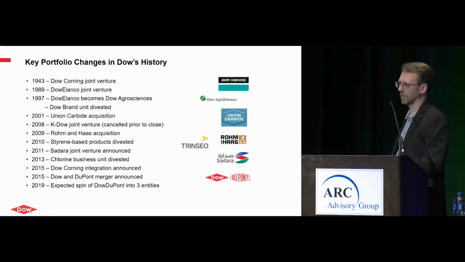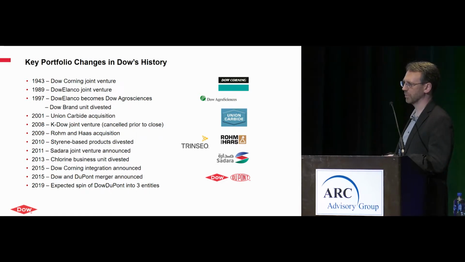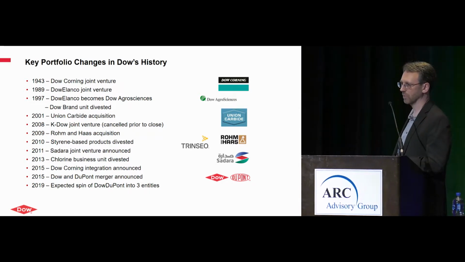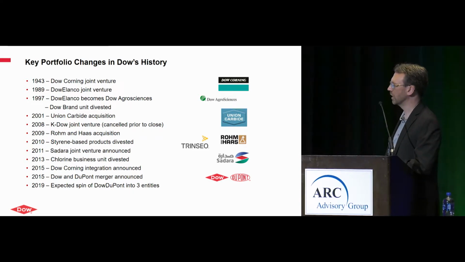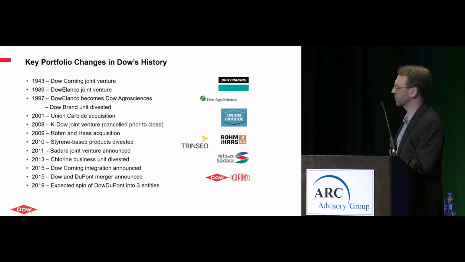This is just a sampling of some of the bigger mergers and acquisitions in Dow's history. Interestingly, the Dow Corning joint venture was created back in 1943, and so Dow's had a pretty long history with this. It was probably our most successful JV ever. And so this is sort of the culmination of ending that journey and bringing them back into the fold.